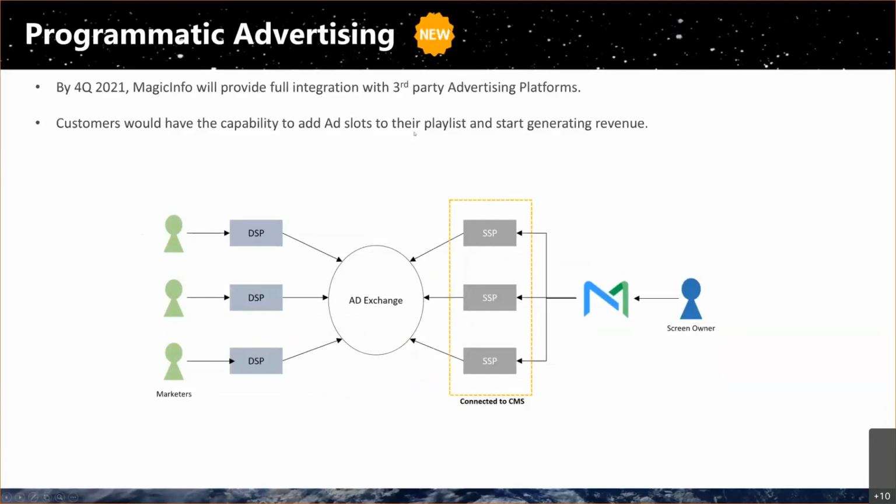Programmatic advertising. This is a new feature that we are planning to add towards the end of this year. And once this is added, MagicINFO would have the capability to pull programmatic advertising from all the major supply side platforms out there. So this would help our customers, our partners to create revenue if they place ad slots in the playlist of content. So this is something that's coming soon.